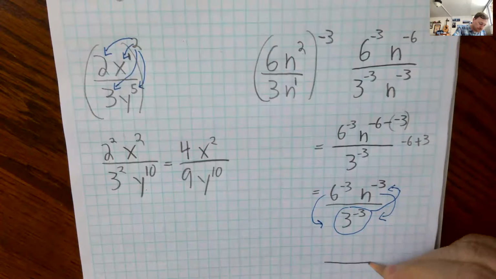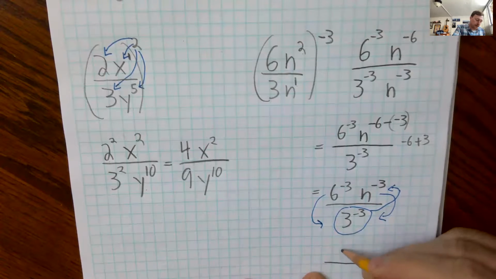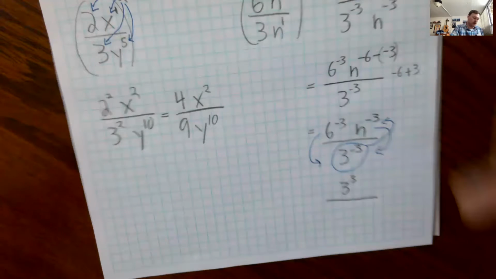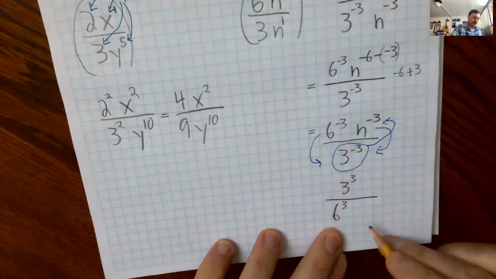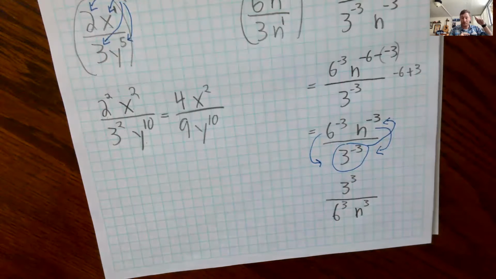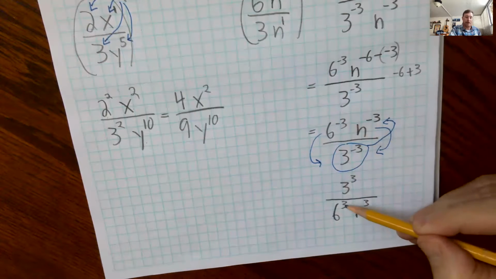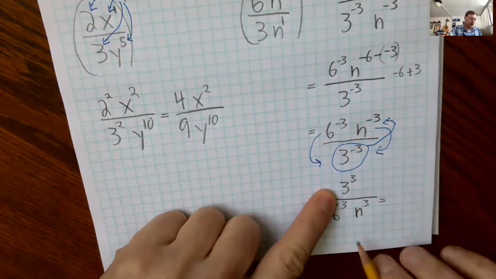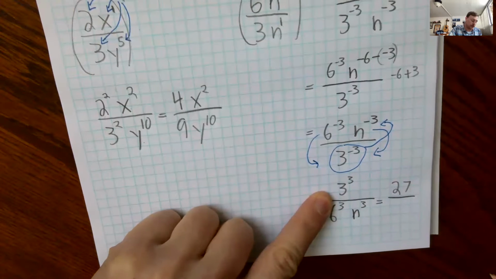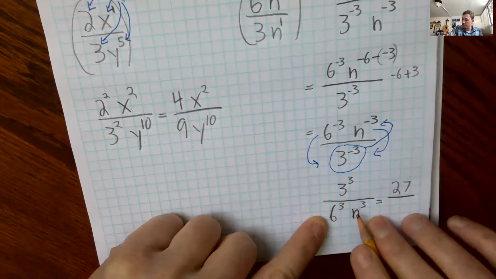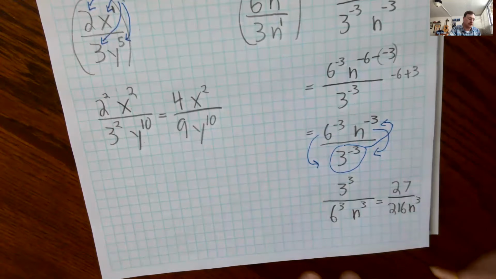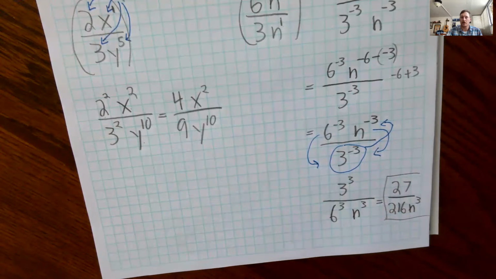So this problem, start with the numerator. So the 3 to the 3rd power is going to be in the numerator. The 6 to the 3rd power is going to drop down in the denominator. So is the n to the 3rd power. Notice that when my exponents move, they go from negative to positive. I can clean this up a little bit further. 3 to the 3rd power, that's 27. 3 times 3 is 9, times 3 is 27. 6 to the 3rd power is 216. And then n to the 3rd, we can't do anything with that. So that's my final answer for that particular problem.